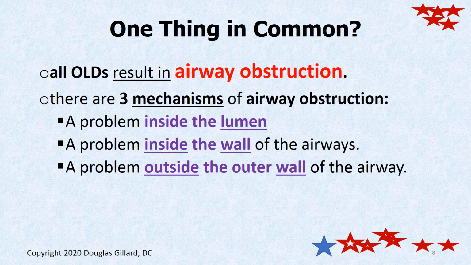One thing in common, all people with obstructive lung disease have airway obstruction. I mean, that's kind of intuitive. There's 3 different mechanisms for the cause of this obstruction, very similar to small bowel obstruction. You can have a problem inside the lumen of the tracheobronchial tree, a problem in the wall of the tracheobronchial tree, or a problem outside the wall that's pushing and compressing the pipe.